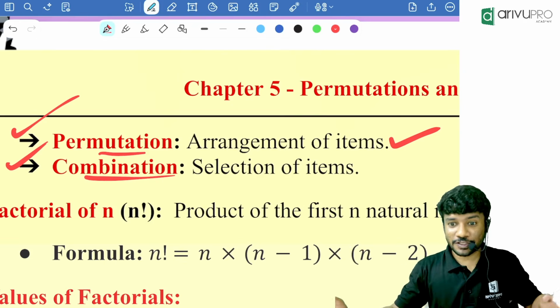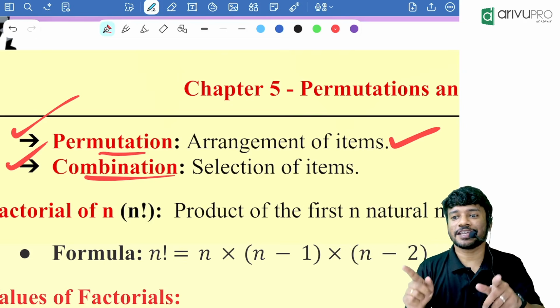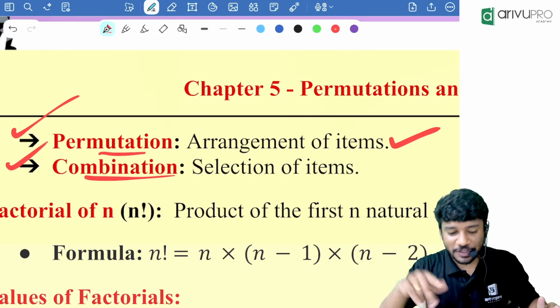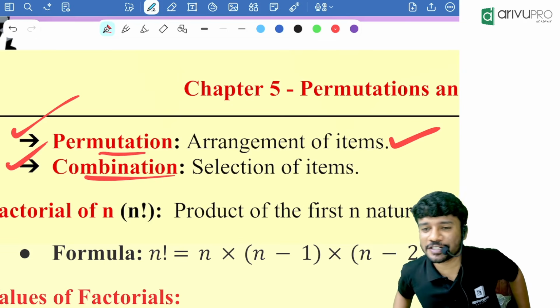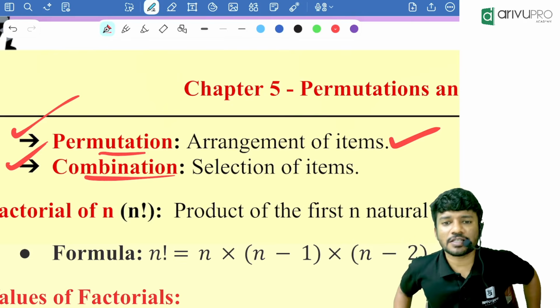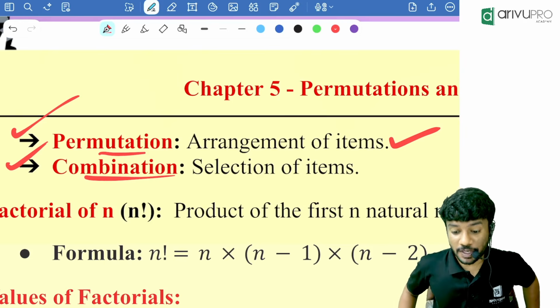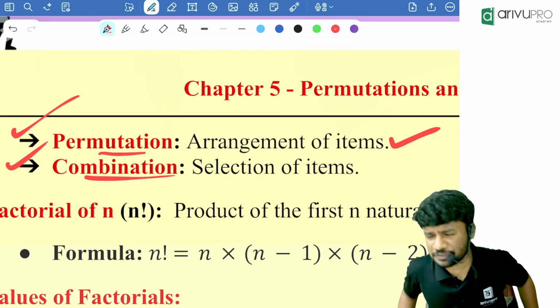That means we will use the concept of combination and permutation at the same time. Keep it in your mind. So what is permutation, people? Permutation is arrangement of items, while combination is selection of items. Very, very important. One basic thing. Many people still have doubt if you have studied this.